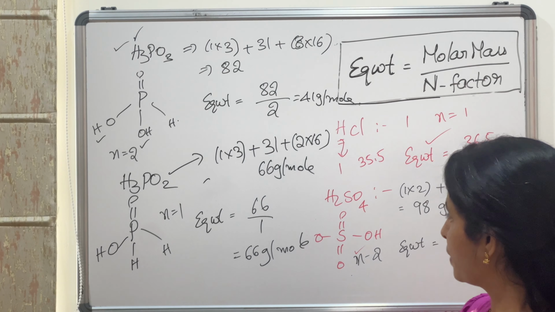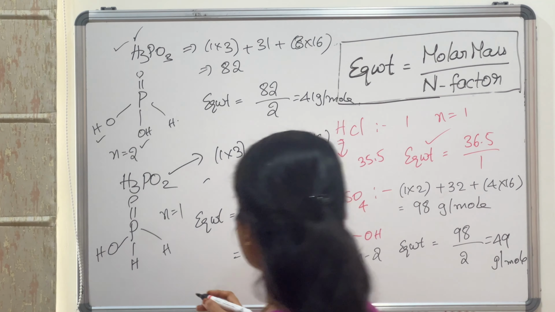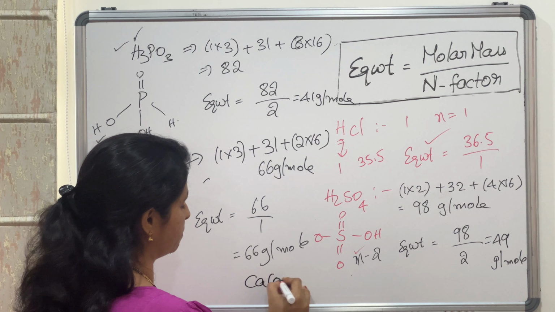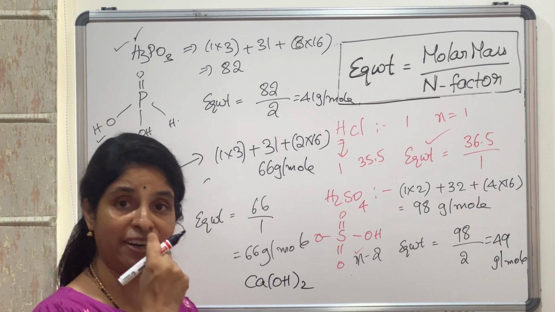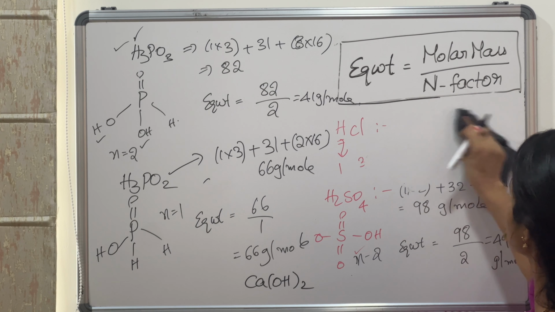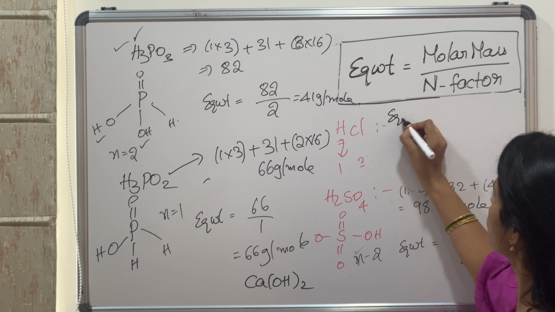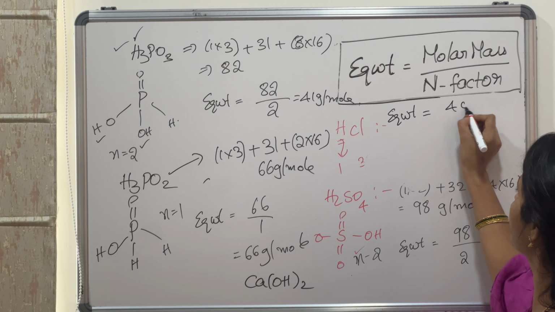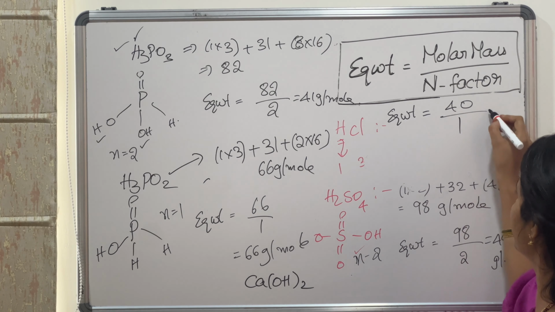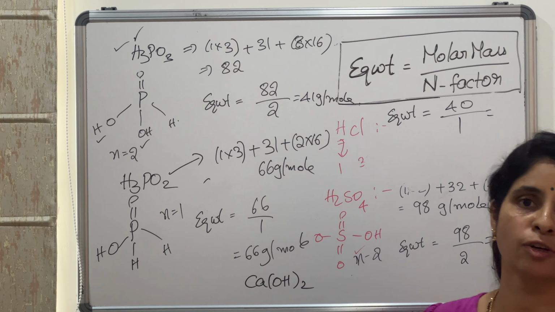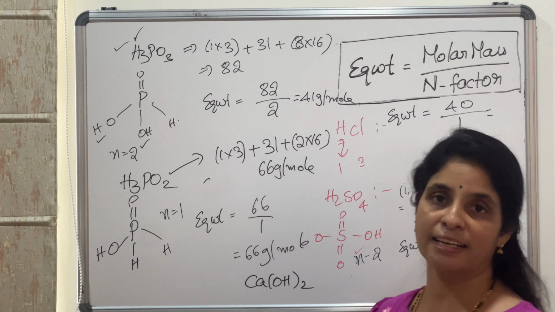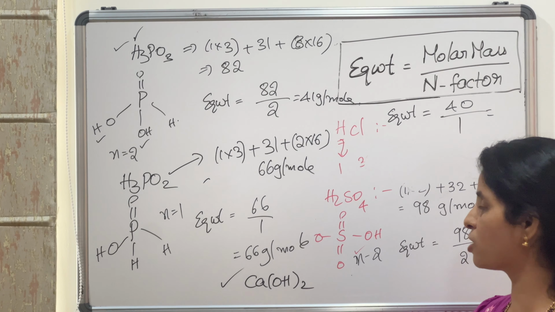Okay, so here I am giving you one homework question. Now calculate the equivalent weight for calcium hydroxide. What is the equivalent weight for NaOH? NaOH, it is 40. Molar mass of NaOH is 40. So equivalent weight of NaOH is 40 divided by, what is the N factor for NaOH? So here 40 divided by 1, equivalent weight is equal to molecular weight in the case of NaOH. Now the question is, calculate the equivalent weight of calcium hydroxide.